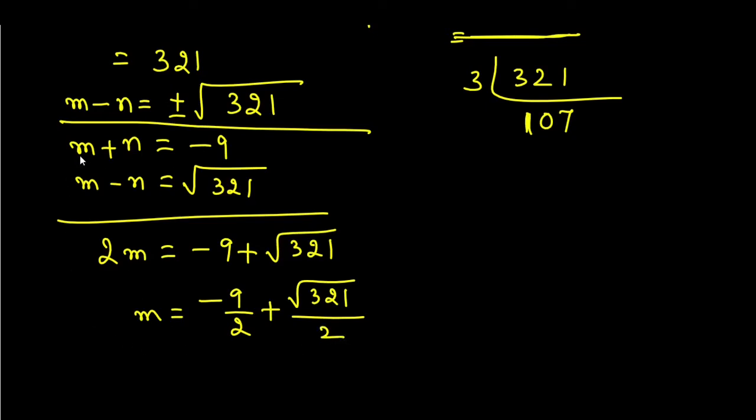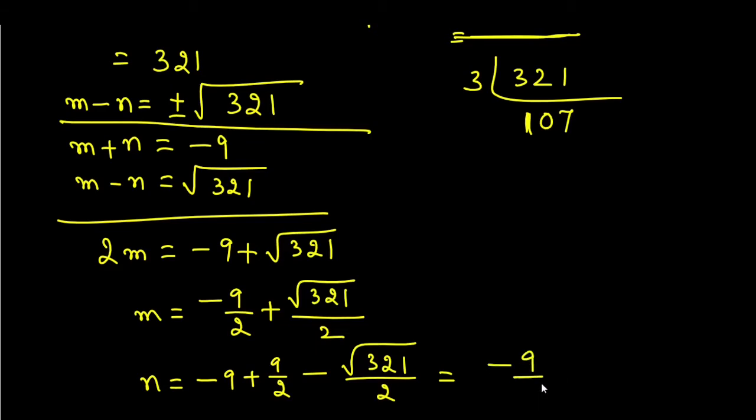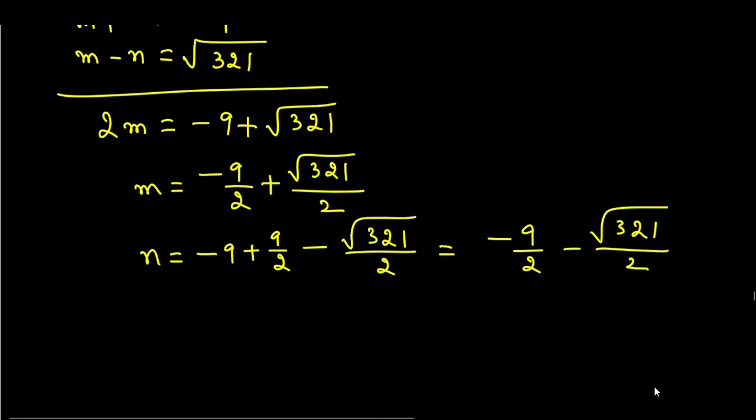Substituting m in the first equation, let us find n. So n is equal to minus 9 plus 9 by 2 minus square root of 321 by 2. This becomes minus 9 by 2 minus square root of 321 by 2. Now here we have obtained m and n values.